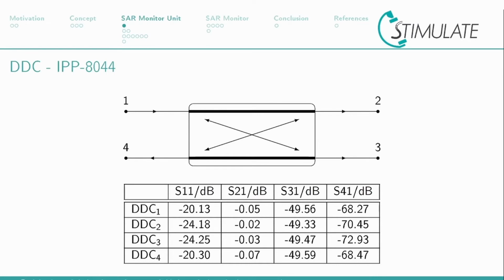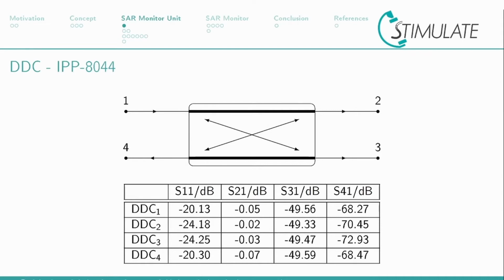For the dual directional coupler, it is important to have a low reflection at its input and as low as possible absorption in the coupler itself. Since the IPP8044 is only used as a directional coupler, only the data in one direction is shown.